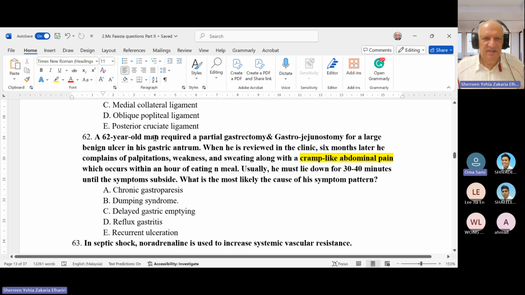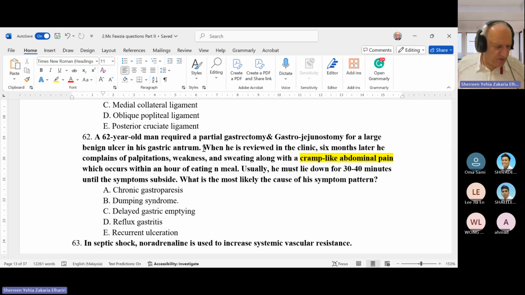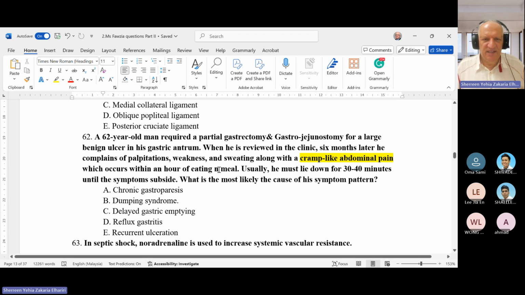A 62 years old man required partial gastrectomy and gastrojejunostomy for a large benign ulcer in his gastric antrum. Of course, nowadays, due to omeprazole, the proton pump inhibitor, and treatment of H. pylori, we don't do that for gastric ulcer. When he returned to the clinic 6 months later, he complained of palpitation, weakness, sweating, along with a cramp-like abdominal pain, which occurs within 1 hour of eating a meal.